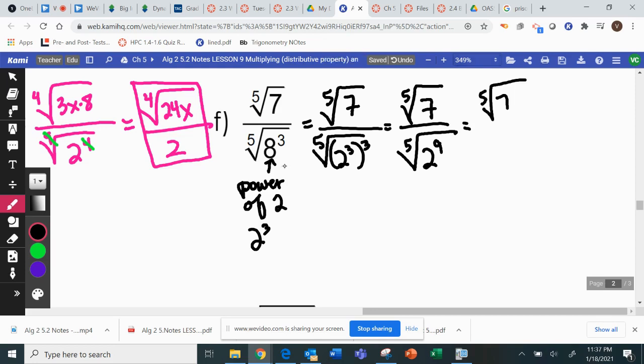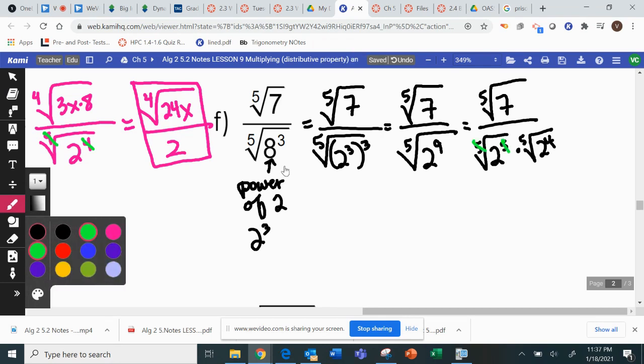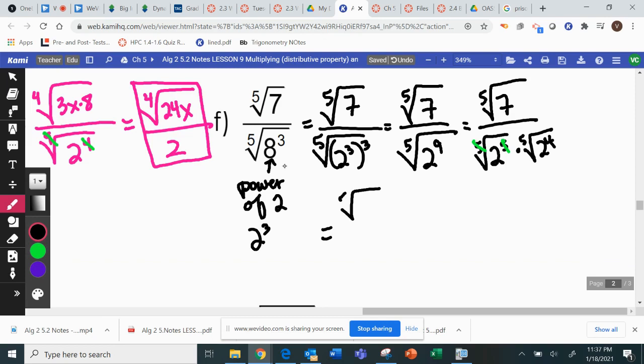So on top, I still have the 5th root of 7, but on the bottom, now I have the 5th root of 2 to the 5th multiplied by the 5th root of 2 to the 4th. So I've got 9 total 2's down there. So I can pull out a full power. And I'm going to come down here to finish it. On top now I have the 5th root of 7. On the bottom, this becomes 2. And I've got the 5th root of 2 to the 4th.